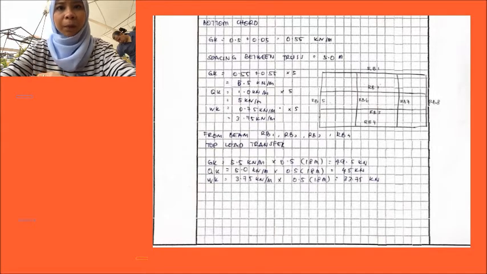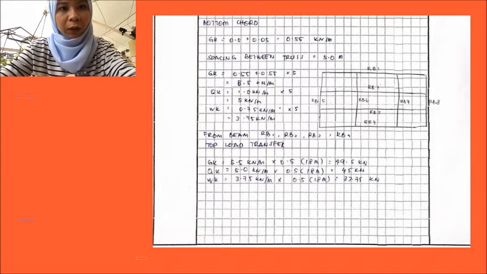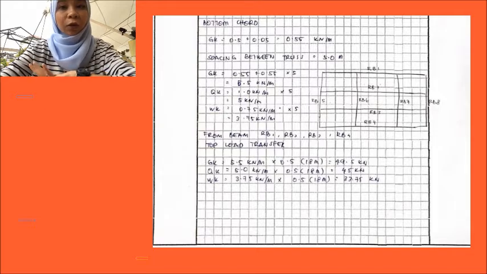So for beams RB1, RB2, RB3, and RB4, the top load transfer for GK is 5.5 times half of 18 meter, which is a total of 49.5 kN. For QK it is 5.0 kN per meter times half of 18 meter, which is 45 kN, and WK is 3.75 kN per meter times half of 18 meter, which is 33.75 kN.